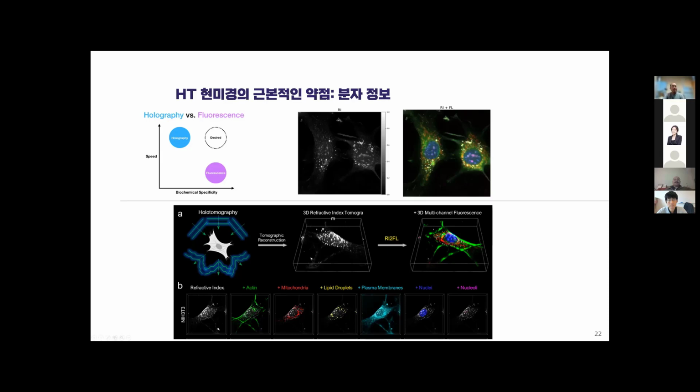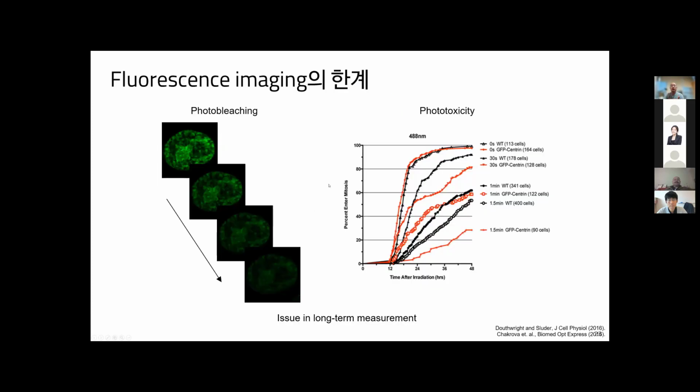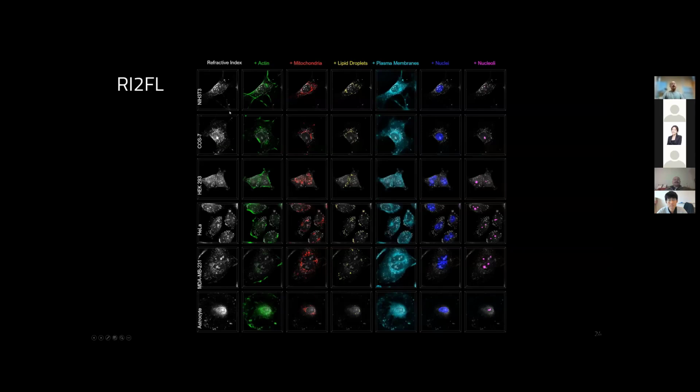And we have measured this refractive index tomogram as an input data, and this AI architecture can automatically generate actin, mitochondria, lipid droplet, plasma membrane, nuclei, and the nucleolus information without introducing any exogenous labeling agent. And it can automatically overcome the limitations of fluorescent imaging because there's no issue of photobleaching and no issue of phototoxicity, because we didn't introduce any exogenous labeling agent. And this is the data.